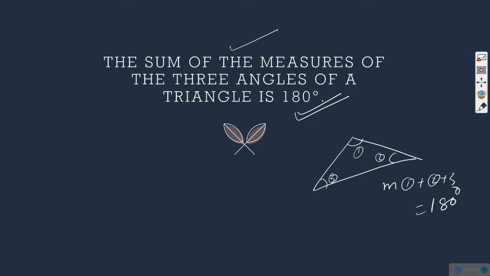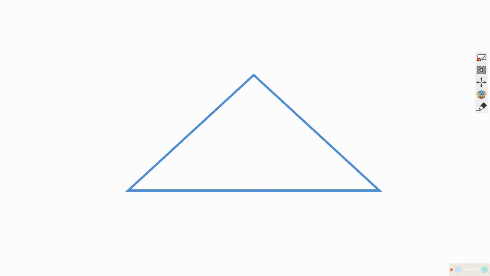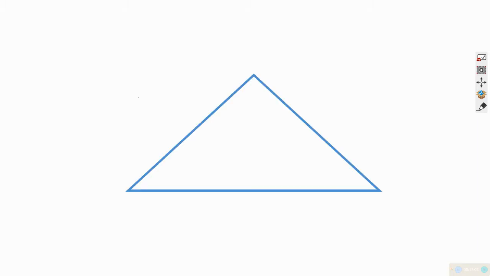There are certain activities given in your textbook by which you can prove that the sum of the angles of any triangle is equal to 180 degrees. One of the experiments given is like this. Look at this triangle. You know, a triangle has three angles. Let me name them A, B, and C. This is a triangle taken on paper, and I am going to fold it along these dotted lines.